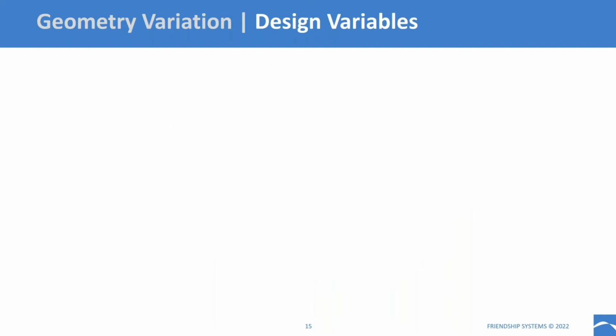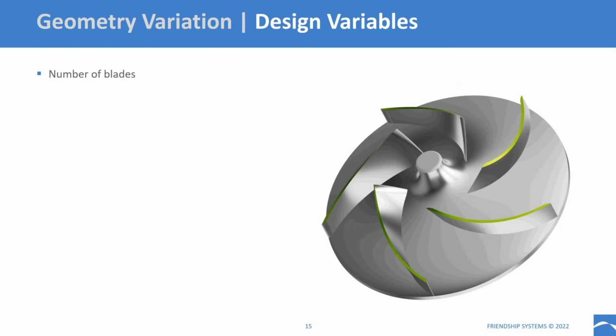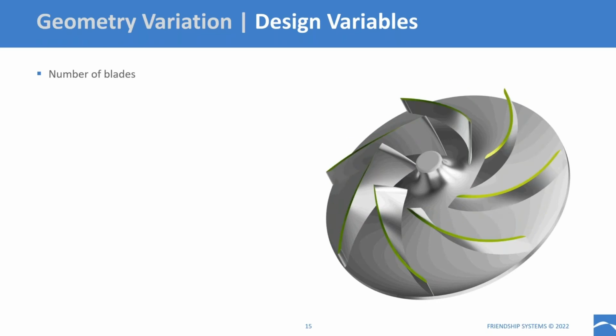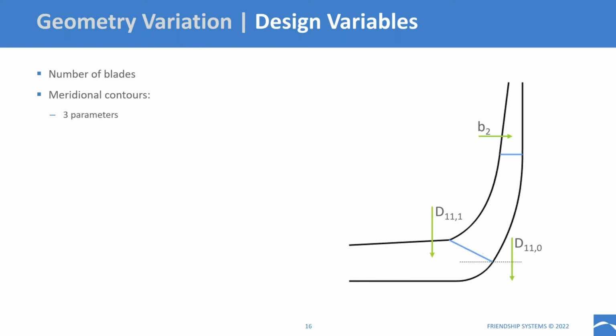So this is the model generation, and now, as I said, we want to be able to vary the geometry and create different variants of the impeller. So we defined a bunch of different design variables, which I will try to explain now. The first one, I think, is easy to explain. That's the number of blades. We allowed a variation of the number of blades between 4 and 7 here, as you can see in the animation. Then we had 3 different design variables or parameters that were assigned to the meridional contours.